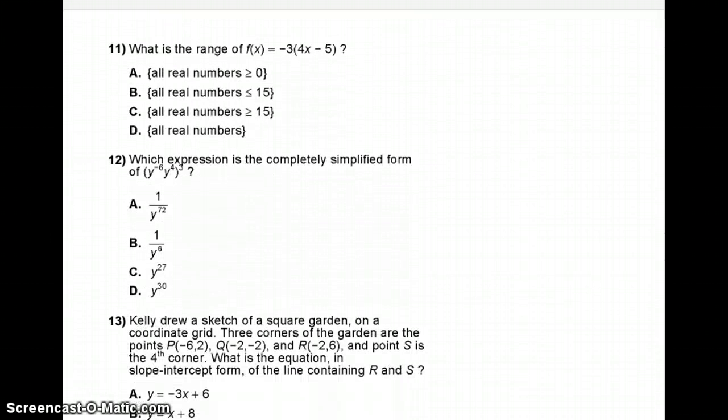Number 11, what is the range of f of x equals -3 times the quantity 4x minus 5? Number 12, which expression is the completely simplified form of (y - 6)(y - 4) to the 3rd power?